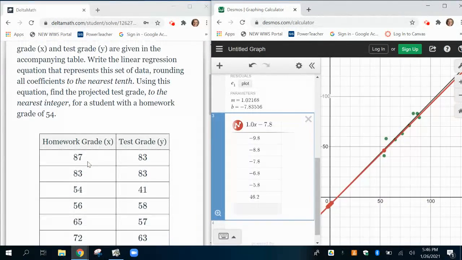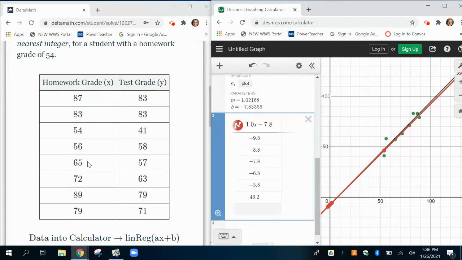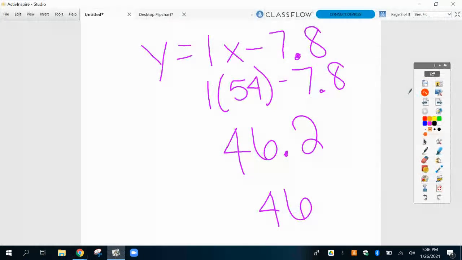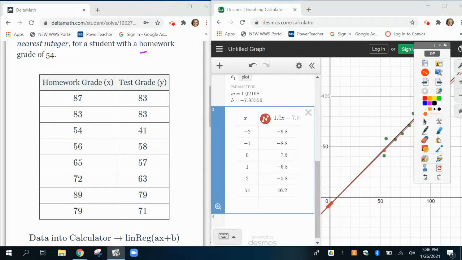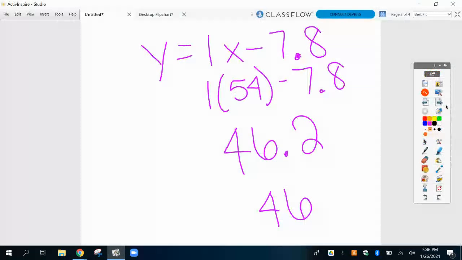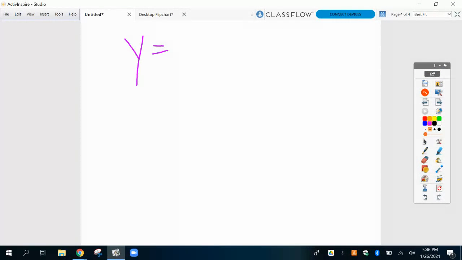So you can see a problem very similar to this that says, what would we predict was the student's homework grade if they scored an 87 on the test? Okay, and this is talking in reverse. So this says if they scored an 87 on the test, what would their homework grade be? And so we then know the y value. So we'll do a very similar idea. I forgot the equation, minus 7.8. So we'll take that same equation, y equals 1x minus 7.8, except now instead of plugging in for x, we would be plugging in for y.